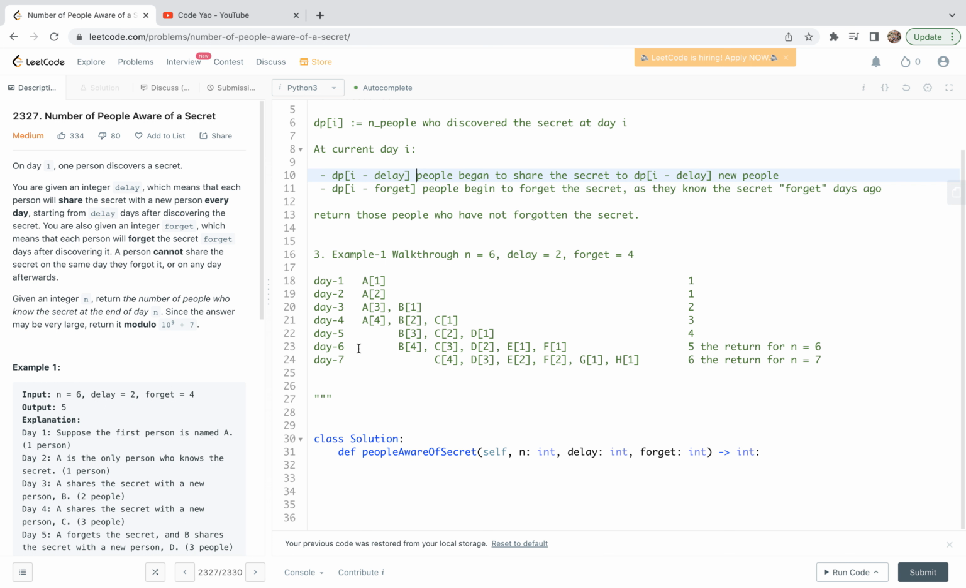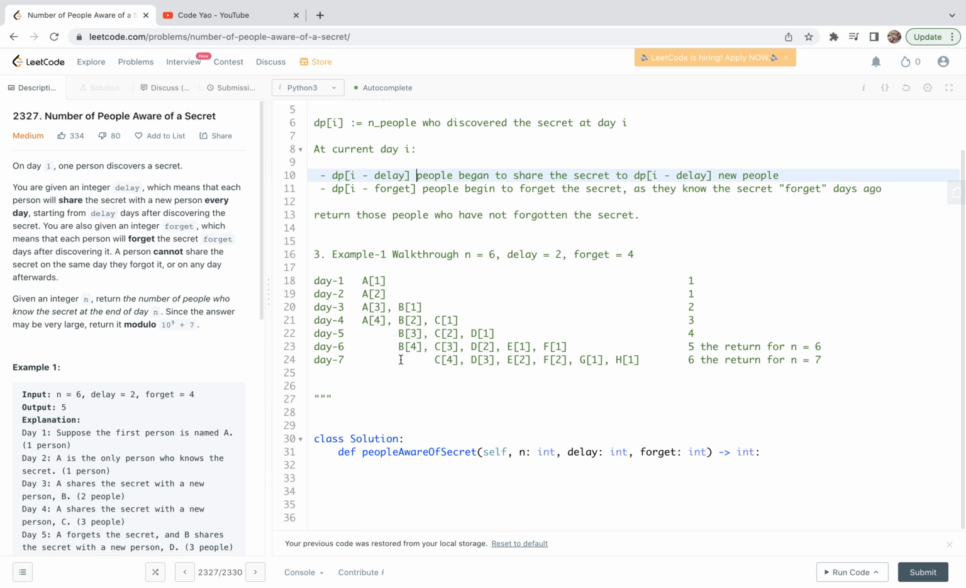So similarly, we can see day 5 and day 6. Let's look at day 6. In day 6, this is B's 4th day, right? And this is the 3rd day for C and the 2nd day for D. So both B and C can share the secret with a new person. Let's call them E and F. So this day is also the first day of E and F. So if n equals 6, we should return 5 because the 5th person knows the secret.